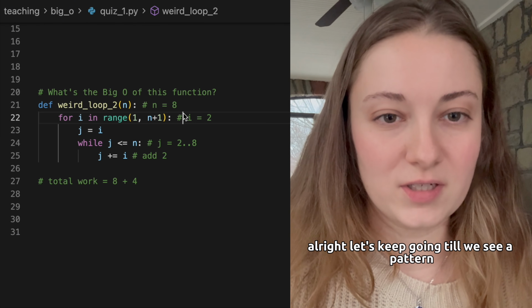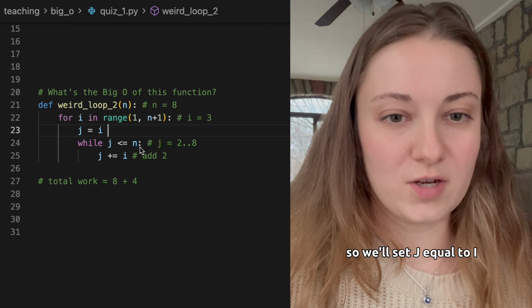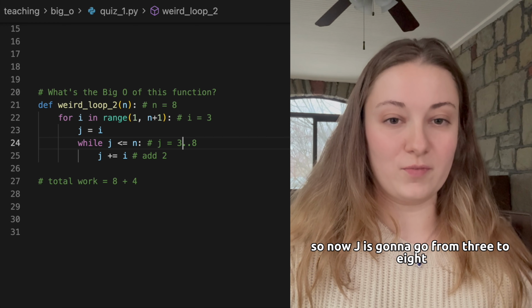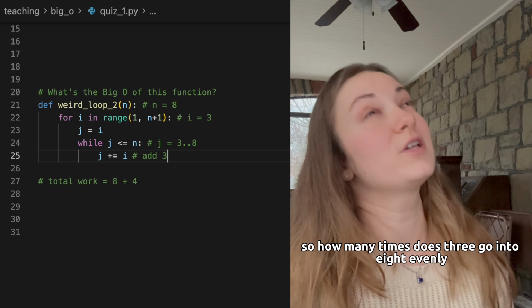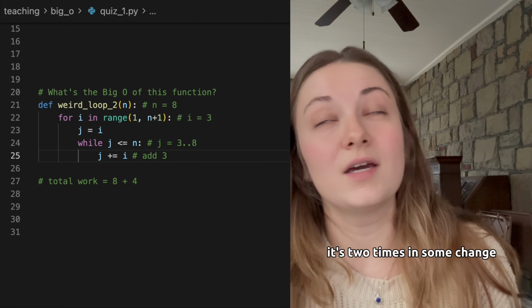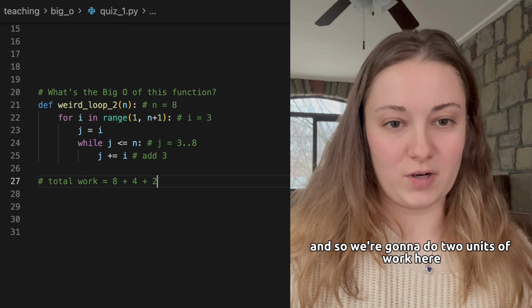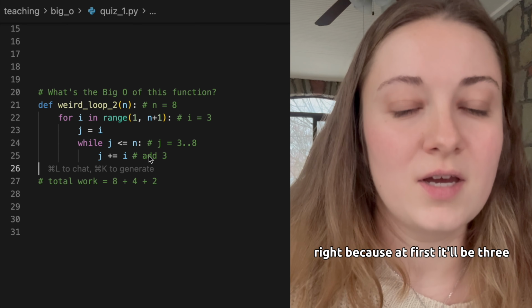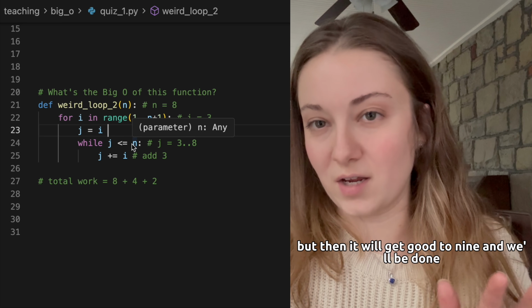Let's keep going till we see a pattern. Now i is equal to 3, so we set j equal to i, and j goes from 3 to 8. But this time we're adding 3. How many times does 3 go into 8 evenly? It's 2 times and some change. So we're going to do 2 units of work here, because first it'll be 3, and then it will be 6. But then it will go to 9, and we'll be done.